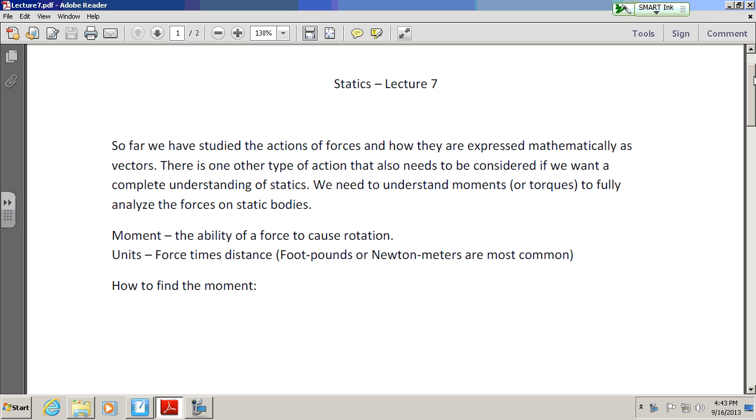We spent a lot of time on forces, and we're halfway there to the puzzle, because there's something else that we need to understand if we're going to have a complete understanding of statics. We need to understand moments, not just forces. We need to be able to understand moments.